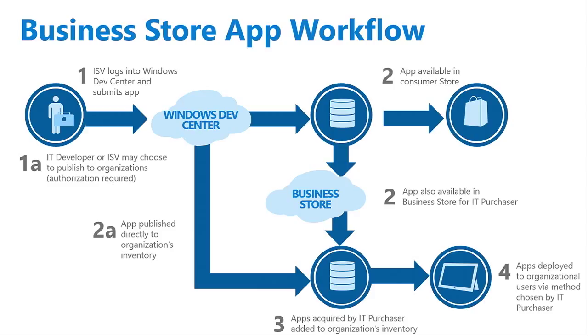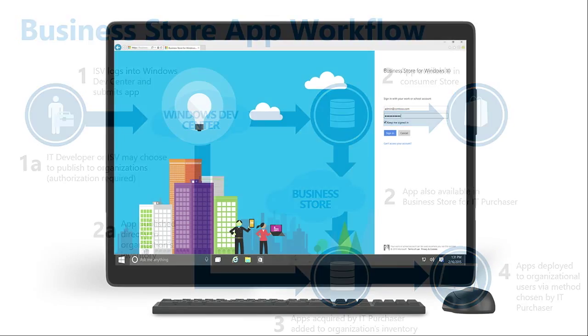Yeah, because that particular organization might have an inventory already. As an ISV, you might have white labeled for a particular partner, and you don't want to sell it to everyone. So therefore, you don't have to go via the business store. So let's have a quick walkthrough of what this looks like.